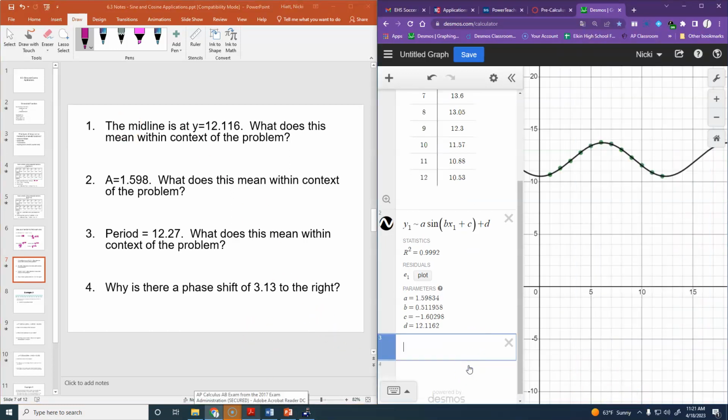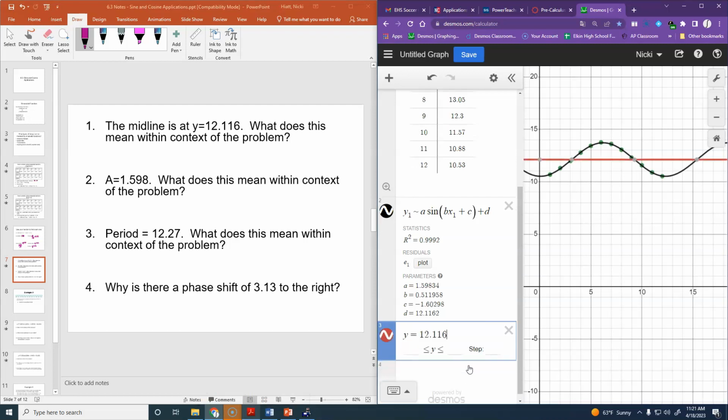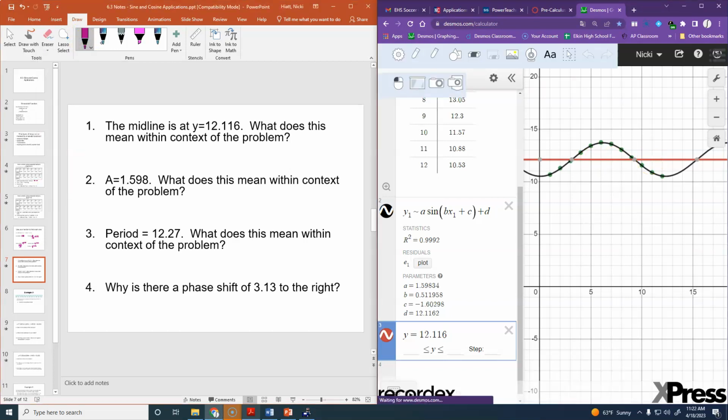I'm going to go over here to Desmos, and I'm going to type it in. y equals 12.116. Okay, so that red line right there. It also may be helpful if I label over here. On this right here, remember our x-axis, this is months. And over here, our y-axis, this is hours of daylight.